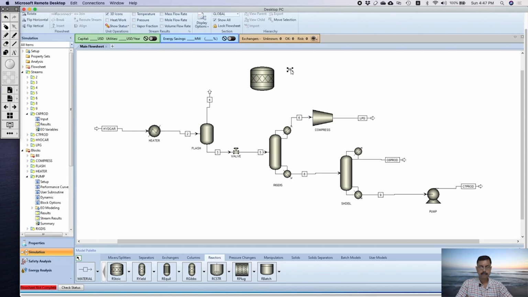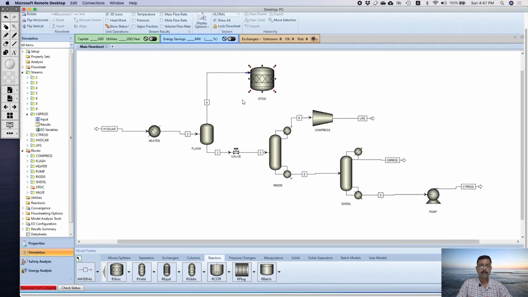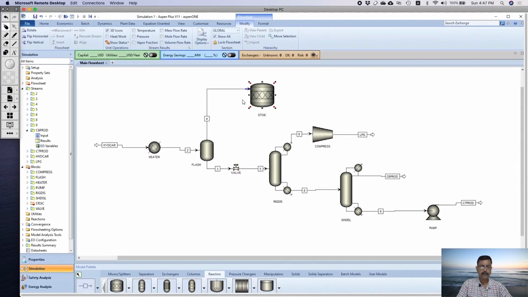We give a name, stoic, keep it here, and this leftover gas should be sent to this reactor. Okay. Now this stoichiometric reactor is not complete without the air, because it is used for burning the fuel, right?